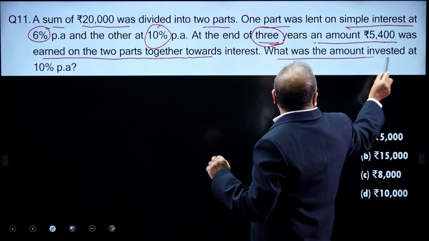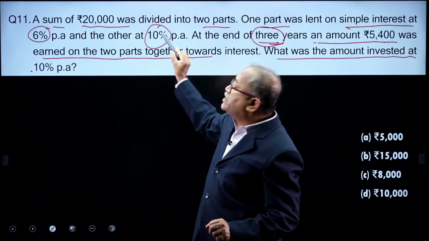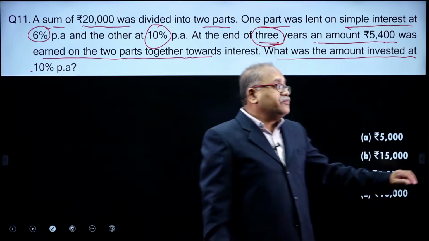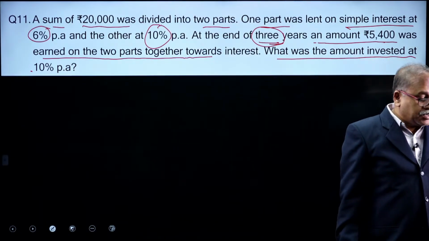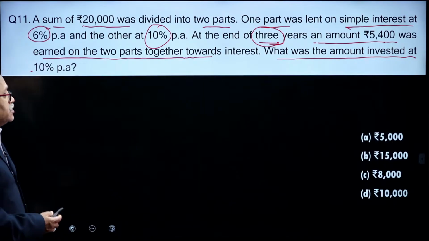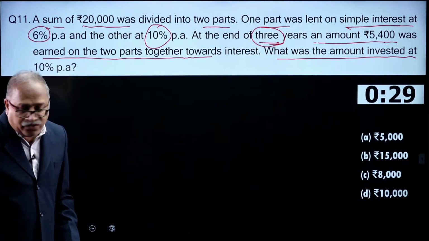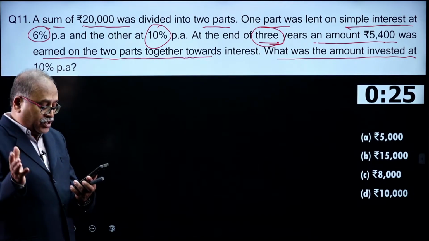Now, what was the amount invested at 10% per annum? This 10% per annum. Yes, my friends. So, answer the question. I will be giving 30 seconds for you. Probably 30 seconds may be less for you, but it is okay. Some of you are highly talented, you can do that.